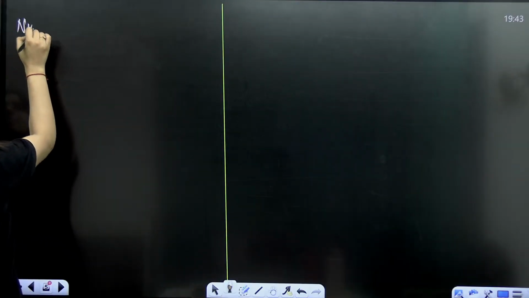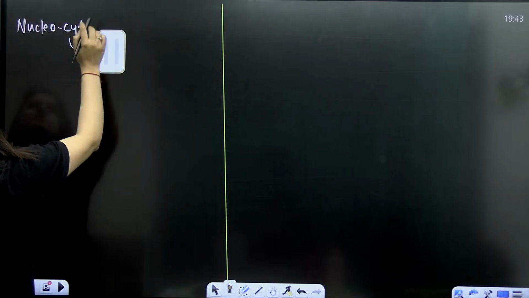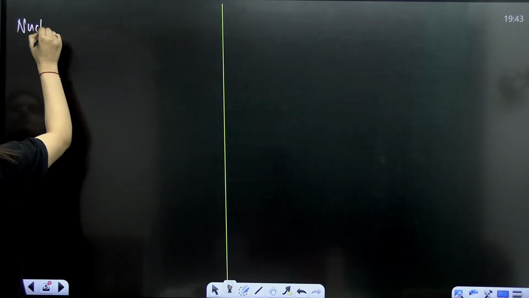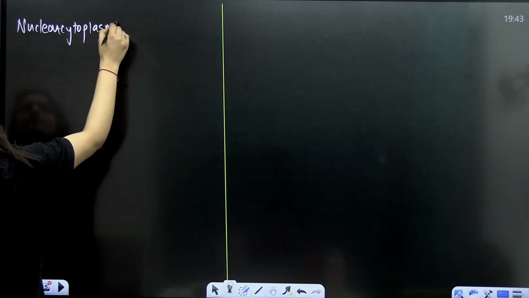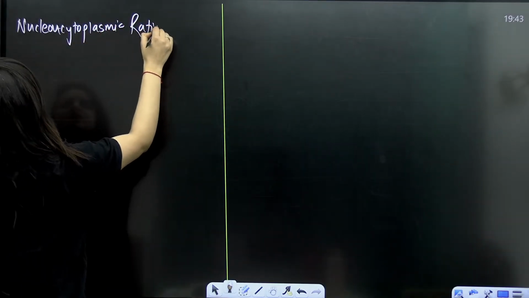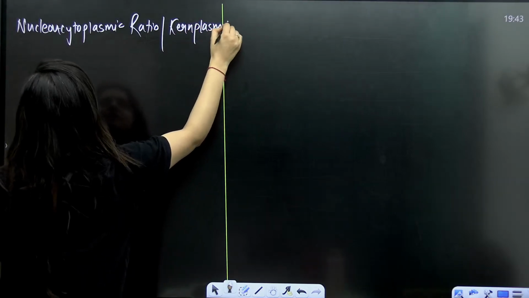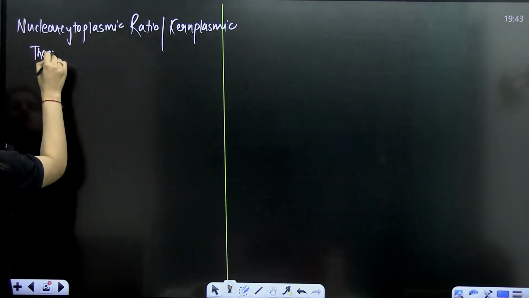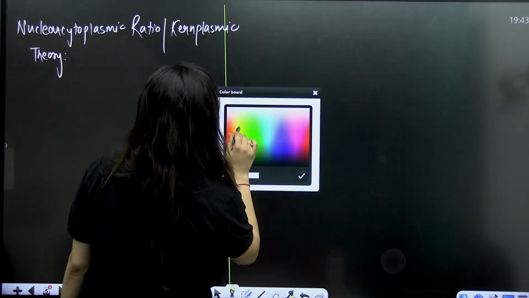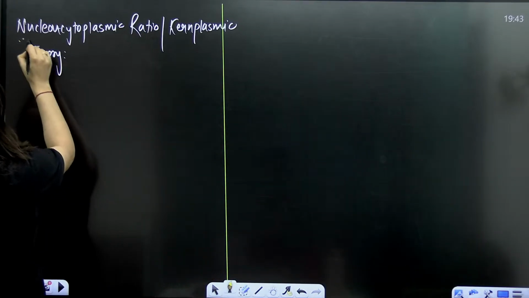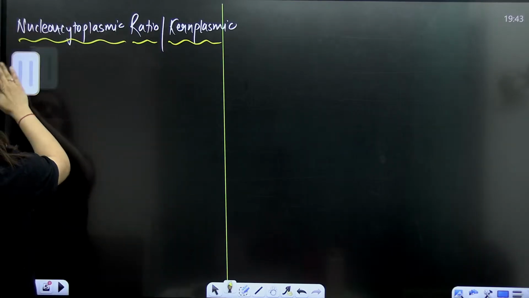I'm talking about the reasons for cell division, and the very first thing that I'm saying is the nucleocytoplasmic ratio, or nuclear cytoplasmic ratio, which is also known as the karyoplasmic theory or karyoplasmic ratio. So what is happening here in the nucleocytoplasmic ratio, or karyoplasmic theory?